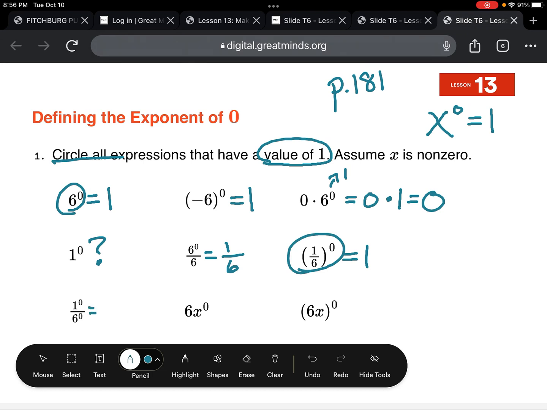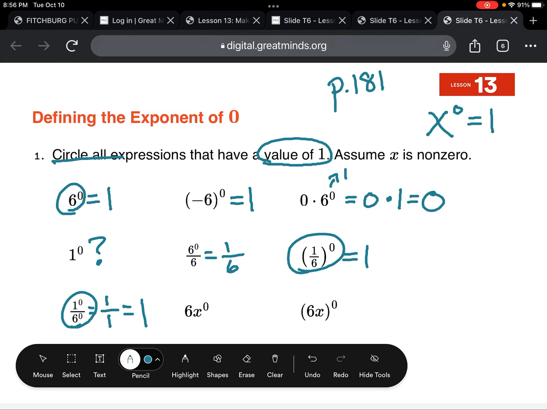Here you have the numerator 1 to the 0 power, which equals 1. And the denominator 6 to the 0 power, which equals 1. And of course, 1 over 1 is just equal to 1. So this entire expression does have a value of 1.